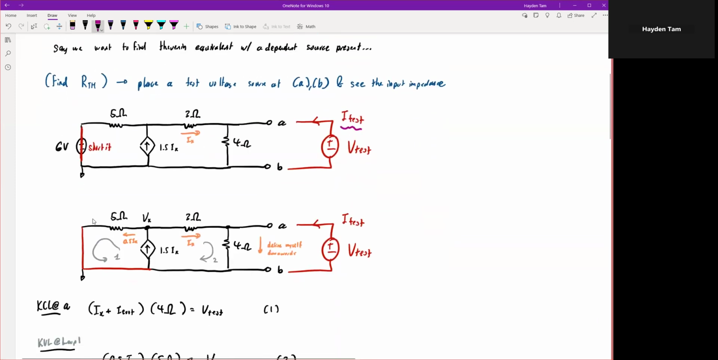So again, this is just redrawing the circuit. We have a short circuit here. The 6 volts shorts out because we're doing a Thevenin equivalent. We still have this guy. Then we have that V test here.